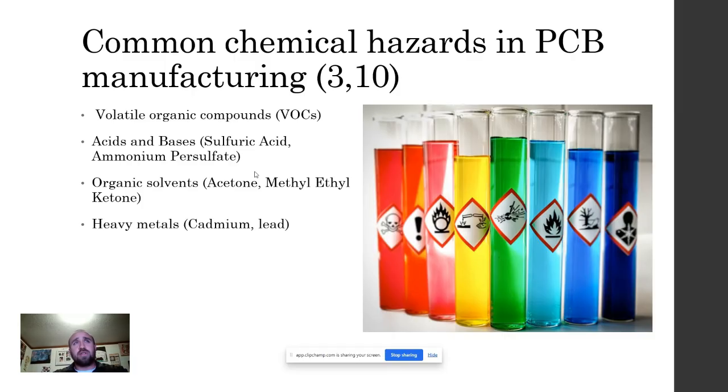But the chemicals that go into there are volatile organic compounds, acids and bases, usually sulfuric acid and ammonium persulfate, organic solvents, and I keep saying solvents, and I'm going to keep saying solvents, but the ones that I am looking at are acetone and methyl ethyl ketone, though there were dozens of solvents used in every single part of the process. And then heavy metals: cadmium and lead being two of the heavy metals that keep coming up in some of the research.